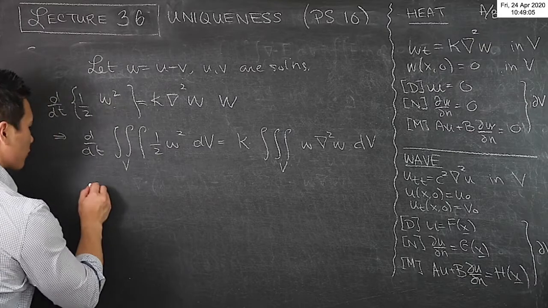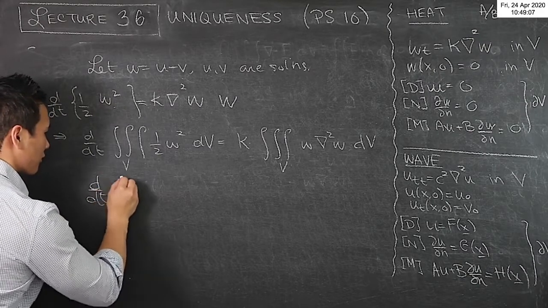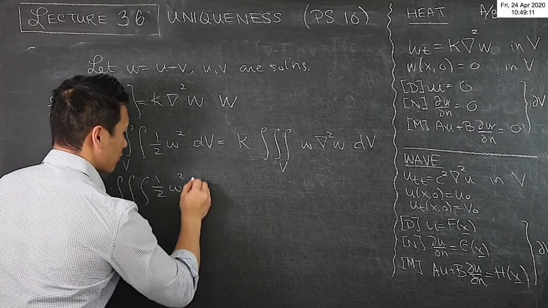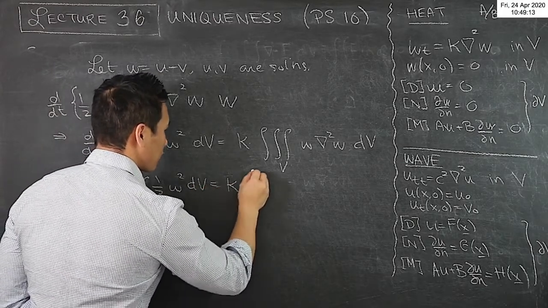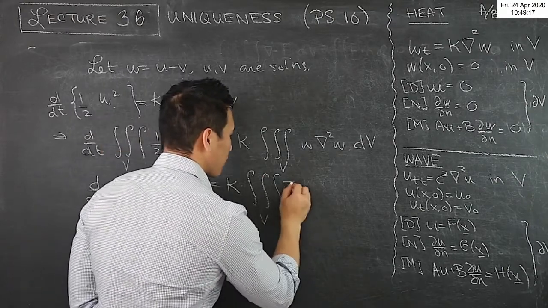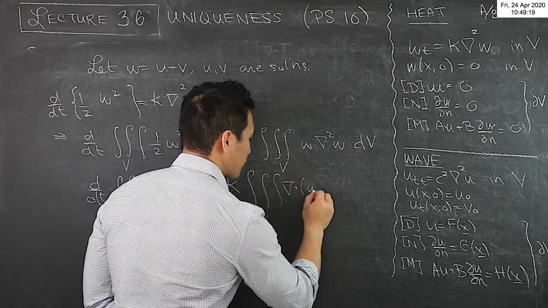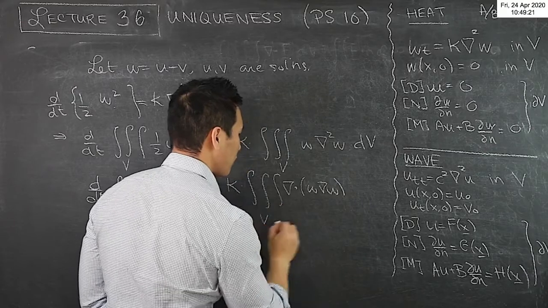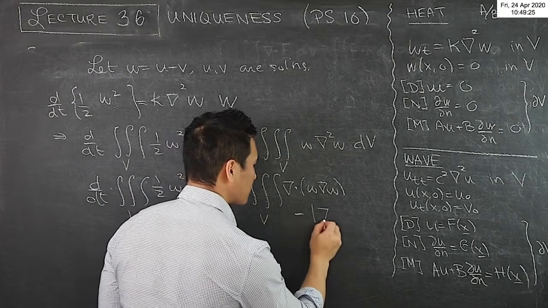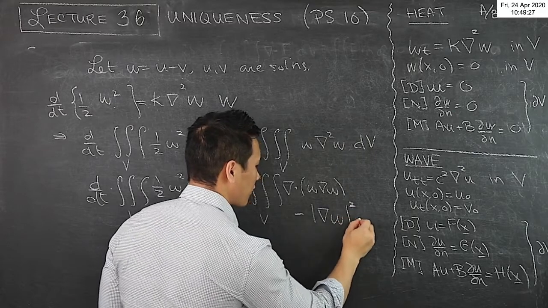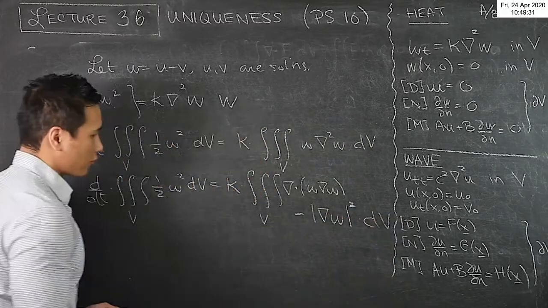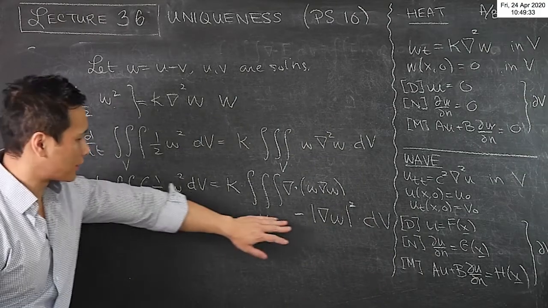I can't remember what was supposed to happen, so I'm going to keep on going. So we had the divergence of w grad w minus, what did we have? We had the magnitude of grad w squared like this, dV. I don't quite want to move it over to the other side. I want to keep it here for the moment.